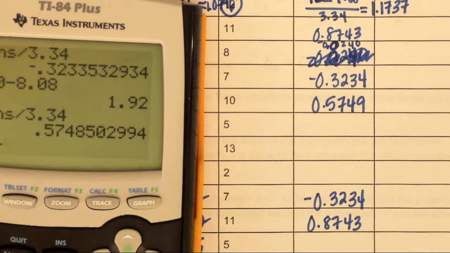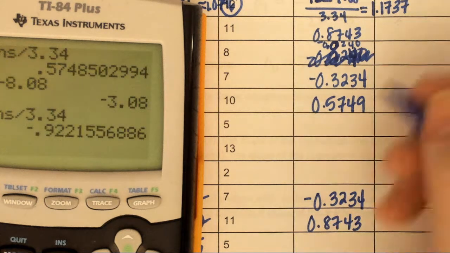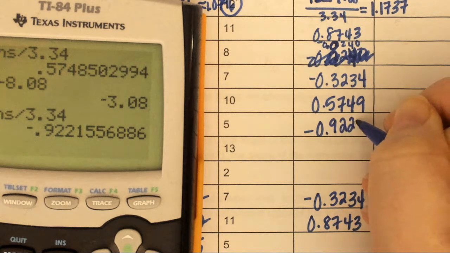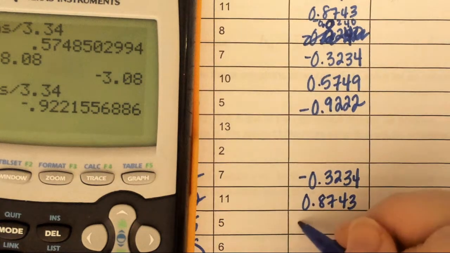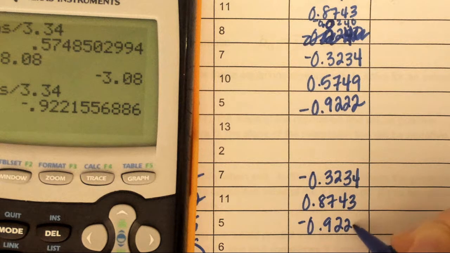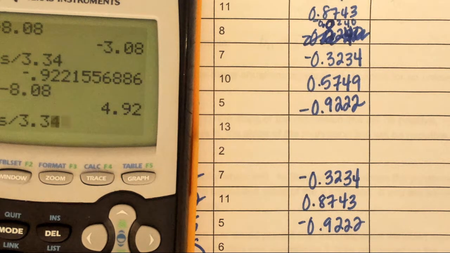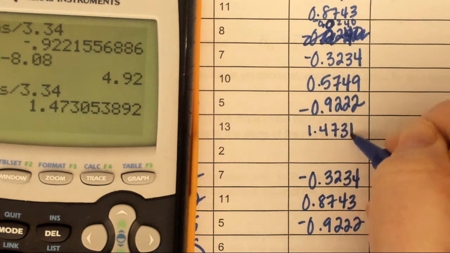5 minus 8.08 divided by 3.34. I got negative 0.9222 because it was 1.5, so I'm going to say that's 9222. So down here where I see 5 happen again, I'm going to put the same number. I only have 3 left. Hot dog. 13 minus 8.08 divided by 3.34. I get 1.4731.